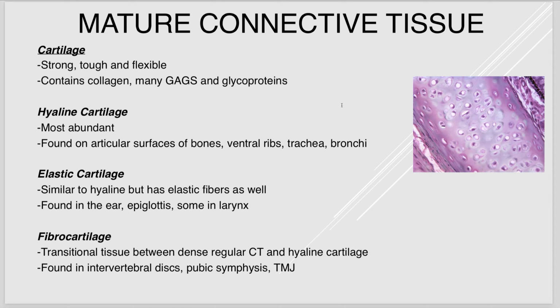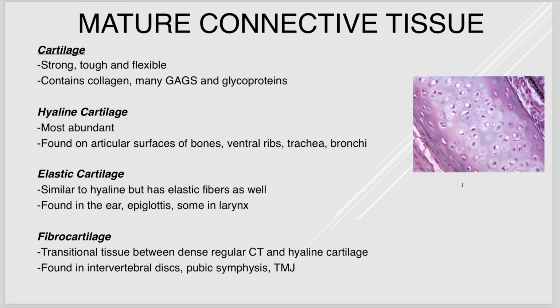You find this on the articular surface of long bones. You find it on the ventral surface of the ribs 1 through 10 on each side. The trachea, the rings of the trachea, bronchi, and portions of the larynx. Elastic cartilage, really it looks the same as hyaline cartilage, which is here. There's just more elasticity. There's more elastic fibers. And we find it in portions of the epiglottis, which is structure of the larynx, and also in the ear.